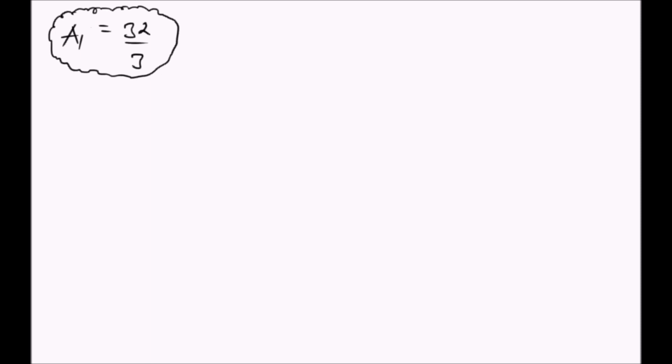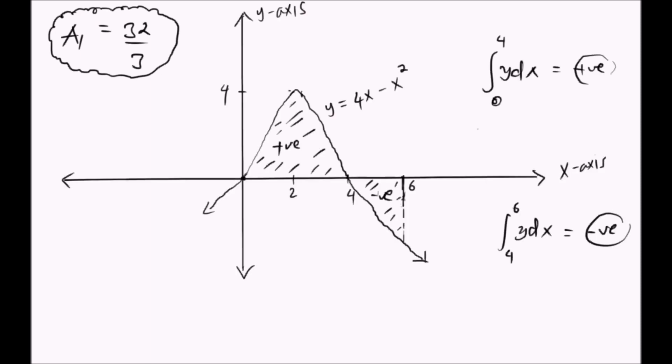So a1 hiyo sasa ni area ya eneo hapa juu above the x axis hapa from 0, yani niseme the area between the curve y is equal to 4x minus x squared and the x axis from x is equal to 0 to x is equal to 4. Area yake ni hii. Sasa tunatafuta area ya hapa chini sasa.